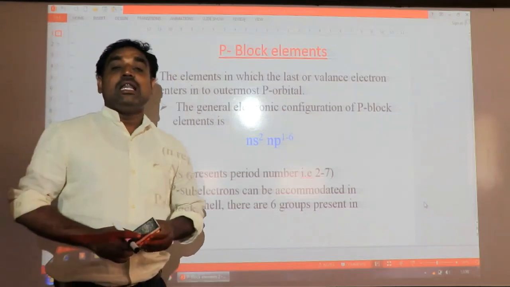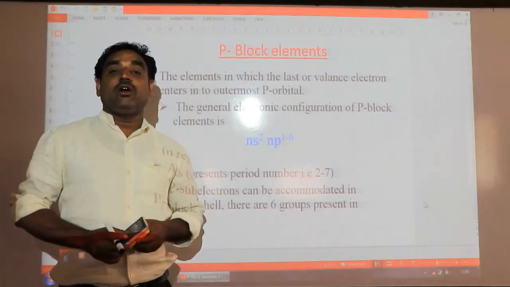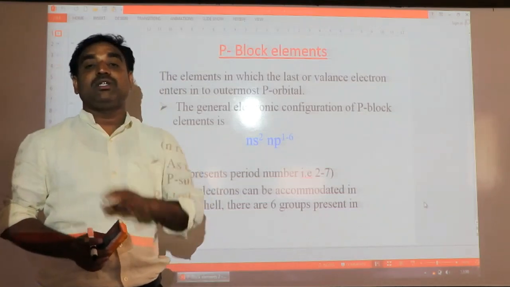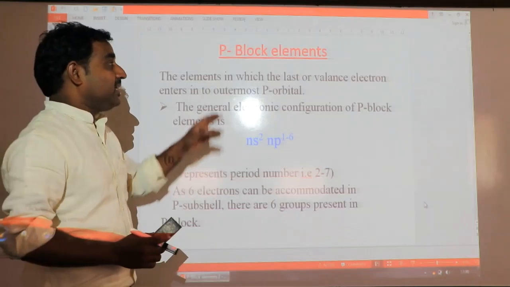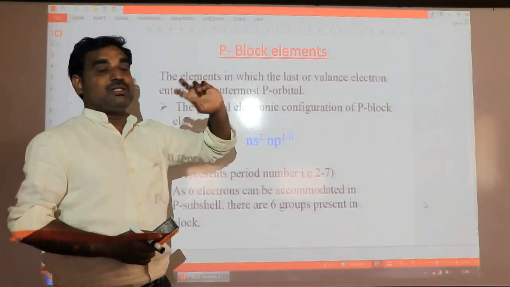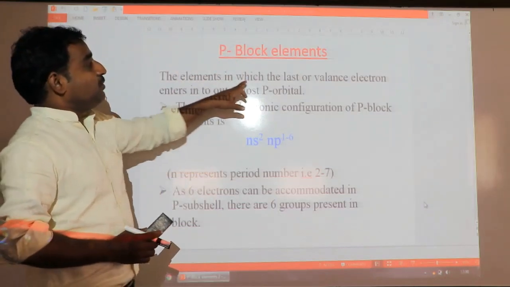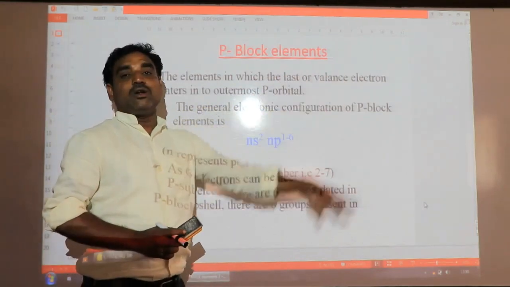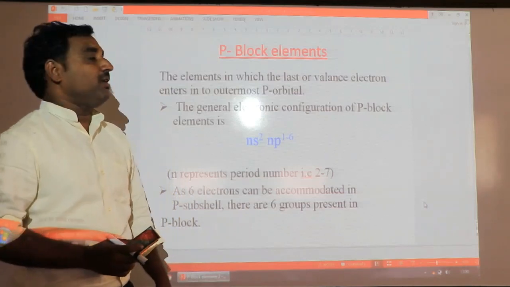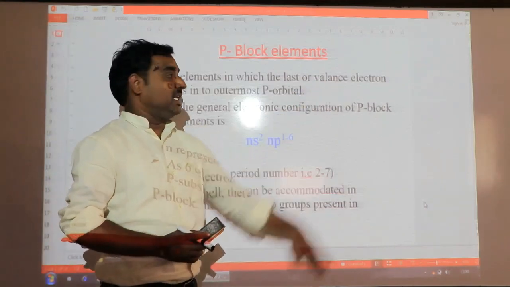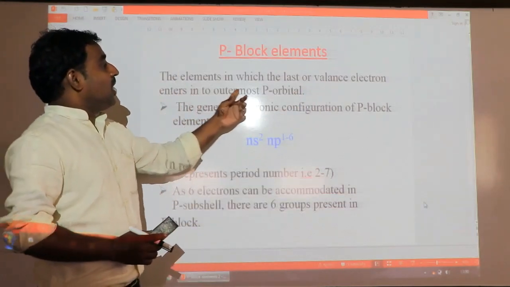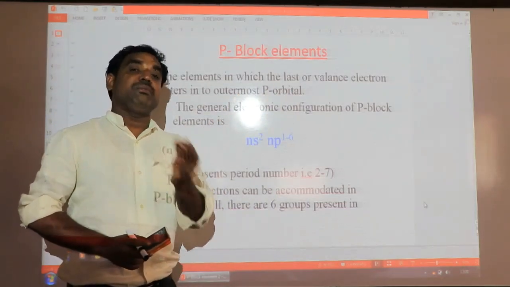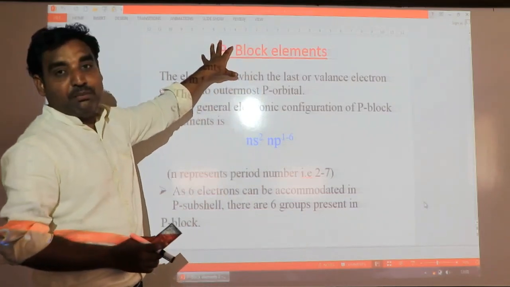Here the last electron, or the valency electron, or you can call this one a differentiating electron, present in the P subshell, those elements are called the P block elements. We have written here, the elements in which the last or valency electron, in the sense the electron present in the last shell, enters into the outermost P orbital. If it is present in the P orbital or P subshell, we call that a P block element.